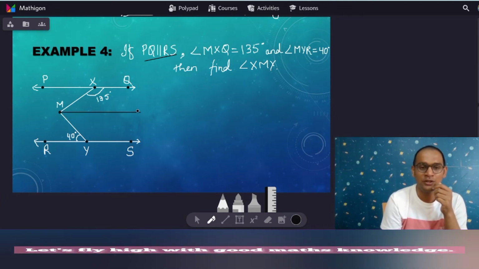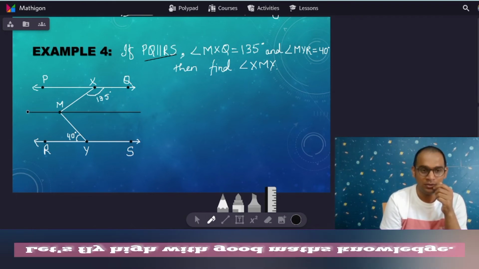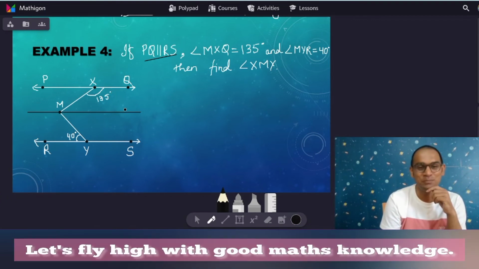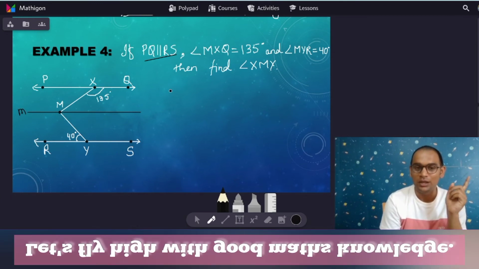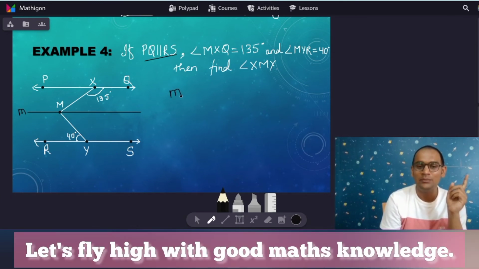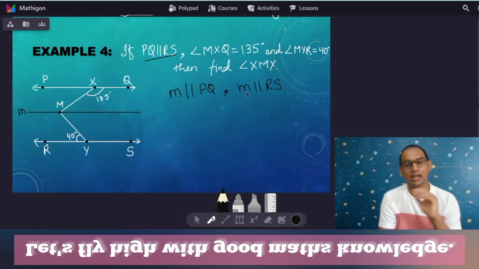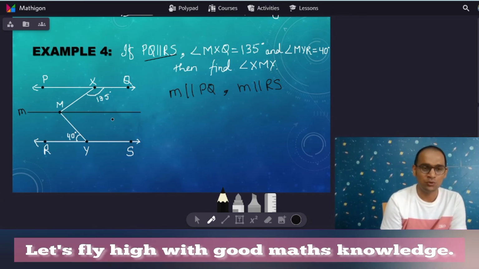So what do we do? The first thing we do is make a parallel line. We make a line which is parallel to PQ. We will name this line as M. So what is the construction we did? We constructed a line M which is parallel to PQ, and obviously by theorem 6.6, M will also be parallel to RS. I hope that makes sense. Now let's try to move ahead.